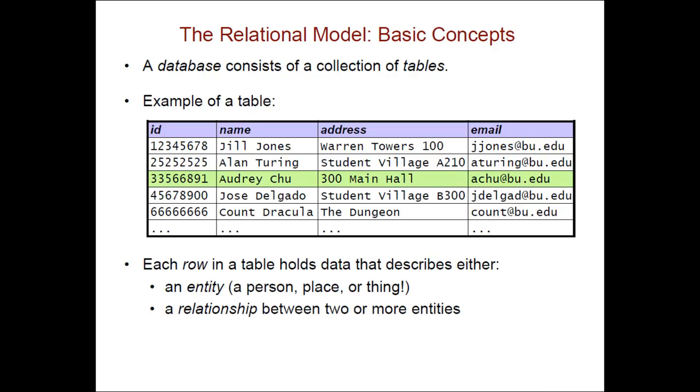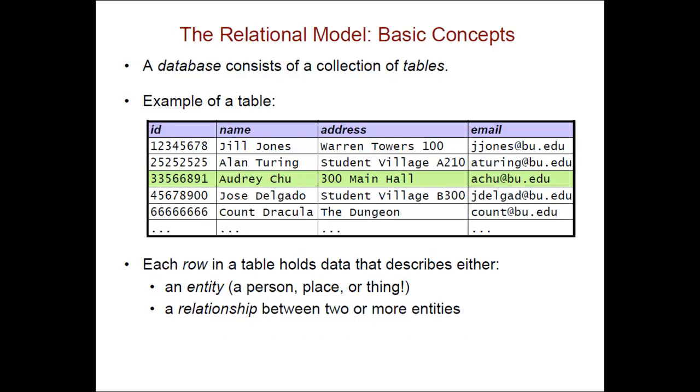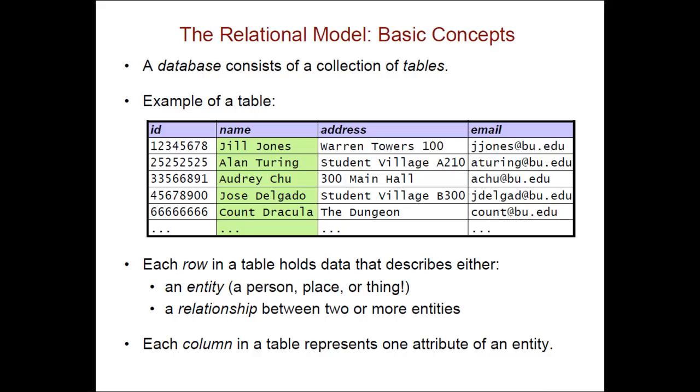We've used a table to capture information about students. Every row in the table holds information that describes either a single entity, so in this case it's a single student, but it could be some other type of person, place, or thing. Or we can also use a row to capture a relationship between two or more entities, and we'll see more about that soon. And then every column represents one attribute of each entity. So in this case I'm highlighting a name column where we store the student name, but we also have ones for the student's physical address, email address, and ID number.